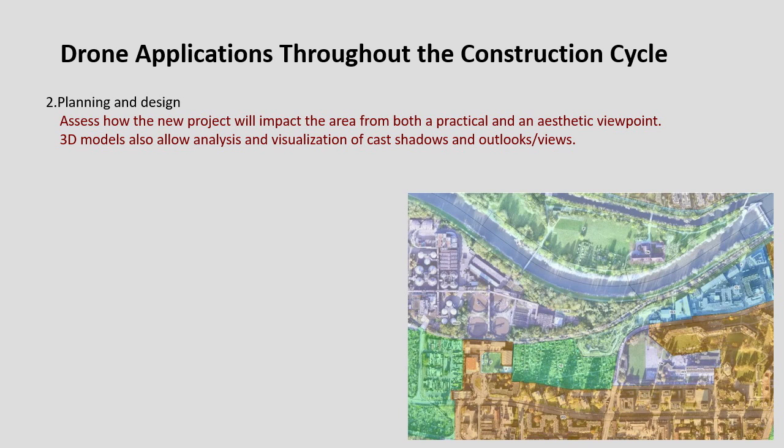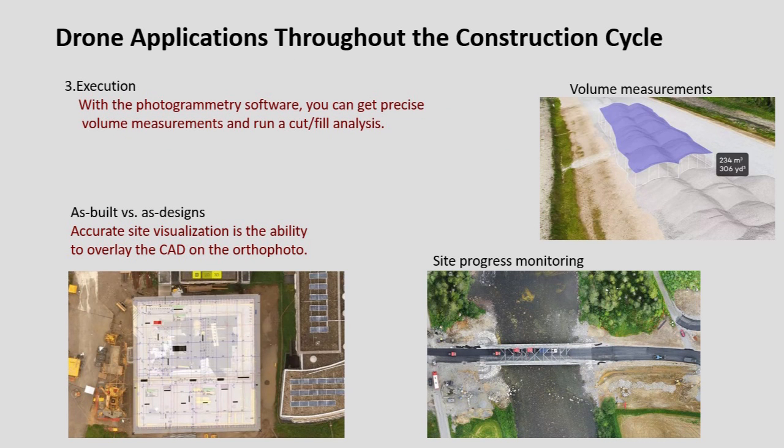Planning and design. Assess how the new projects will impact the area from both the practical and the aesthetic viewpoint. 3D models also allow analysis and visualization of cast shadows and outlook views. At the execution stage, you can get precise volumetric measurements with the photogrammetric software and also as-built drawings. Accurate site visualization is the ability to overlay the CAD on the orthophoto. Also site progress monitoring by drone. You can see the figures which show how drones engage in construction activities.